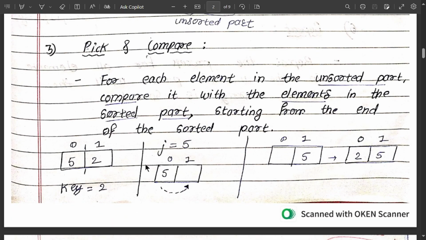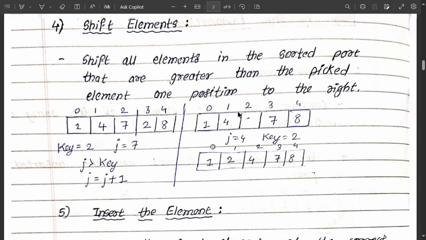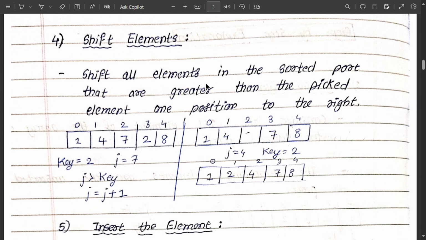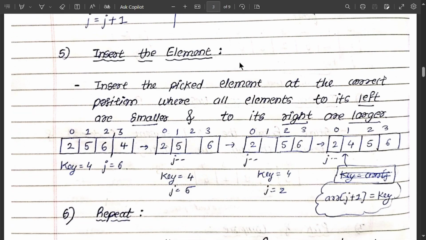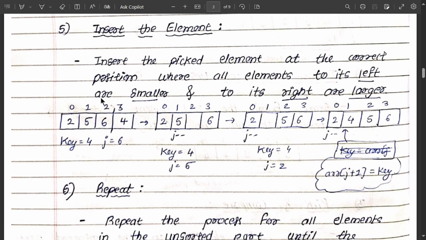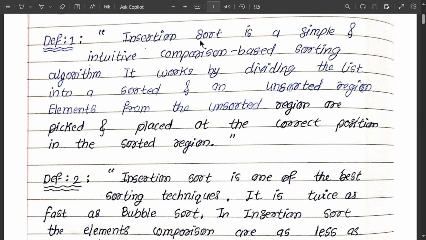Pick and compare. We are going to pick a value and compare it with the previous value. For each element in the unsorted part, compare it with the elements in the sorted part, starting from the end of the sorted part. Shift elements. We are going to shift all elements in the sorted part that are greater than the picked element one position to the right. Everything is written, guys, you can get it inside the description. Insert the element: insert the picked element at the correct position, with all elements to its left being smaller. If you see over here at this point 5, the left elements are smaller and the right elements are greater.